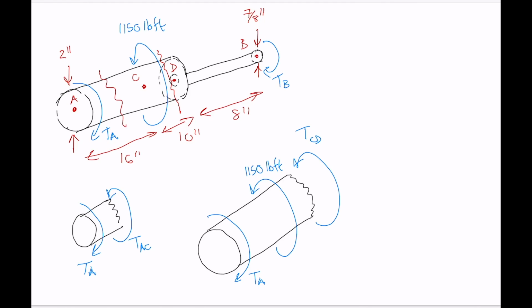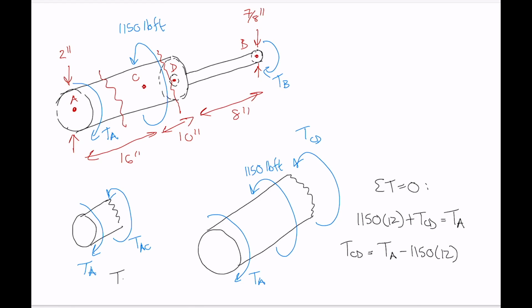Now our equation of statics for that segment there, we have sum of the torques is equal to 0. So we have the 1150, and we're going to change that to pound inches again by multiplying by 12, plus TCD is equal to TA in the other direction. So TCD is equal to TA minus 1150 times 12. Okay, so we've got an expression for the internal torque TCD in terms of our support reaction torque TA, so that's good. And then over here we had TAC equals TA.